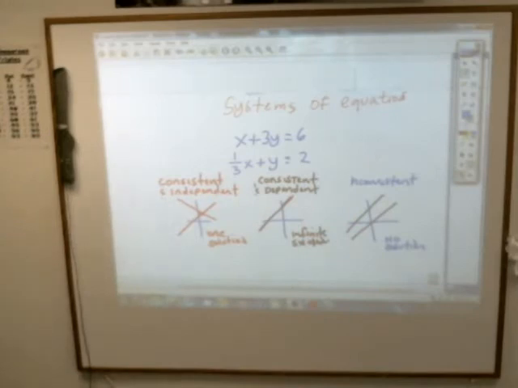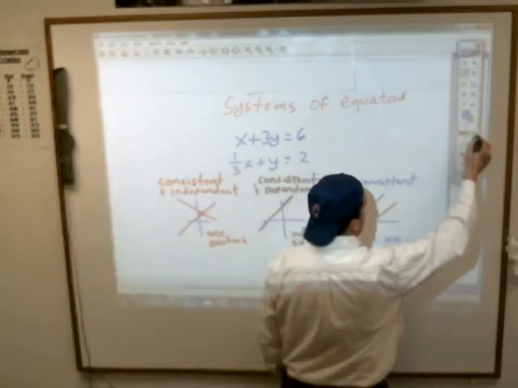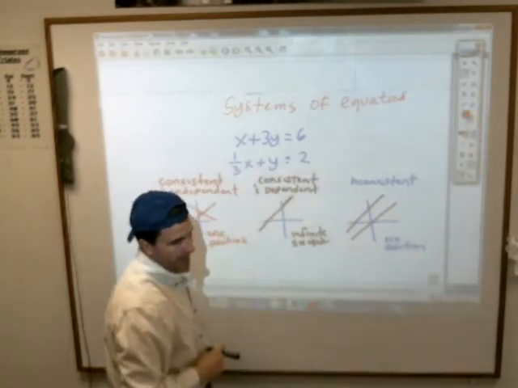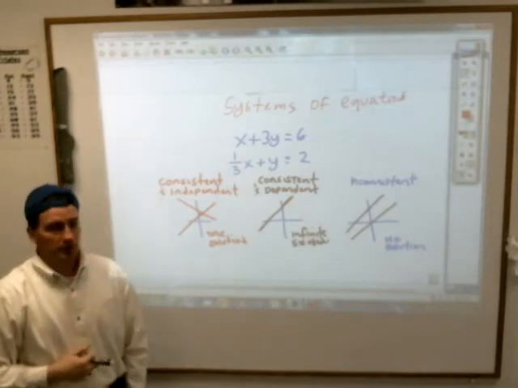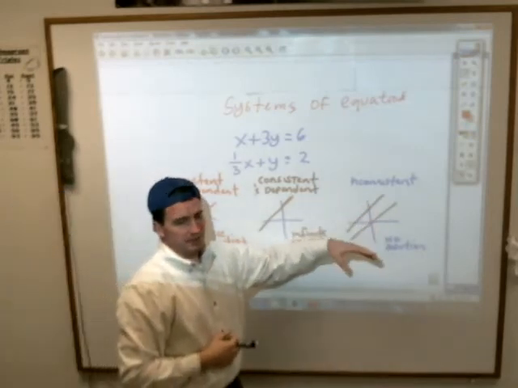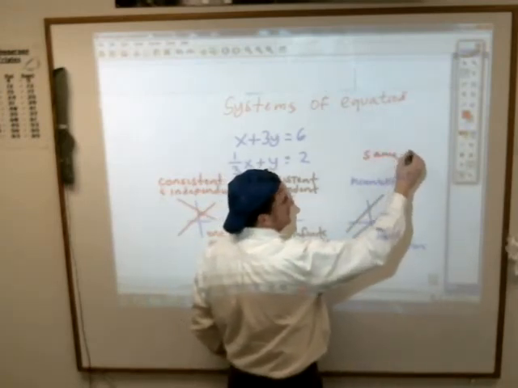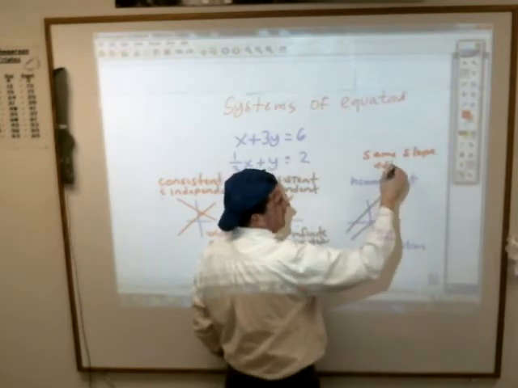So just make sure you have that in your notes. How would you know right off the bat if something is inconsistent without having to graph it? What do you know about parallel lines? We talked about this. Yeah, they would have to have the same slope, but not only the same slope, they'd also have to have different y-intercepts.